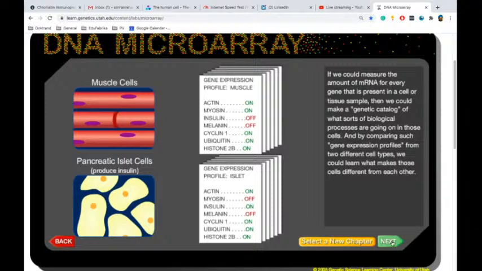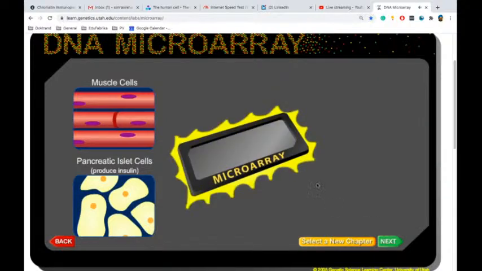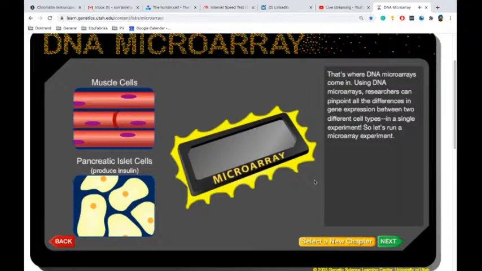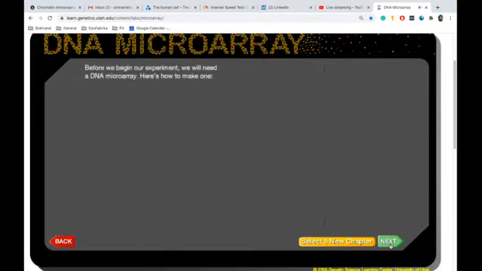So you can have a difference in the genes present, and with the help of a DNA microarray you can point out the difference in gene expression between two different cell types. There are two different cell types, and we can check whether a gene is present or not by running that experiment on them.